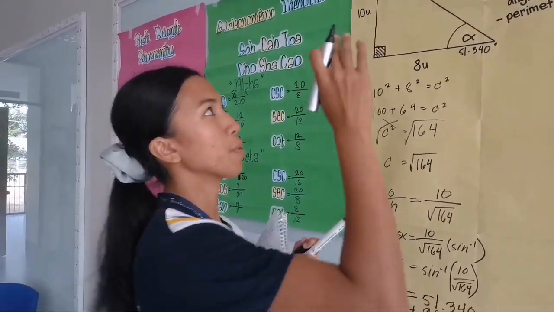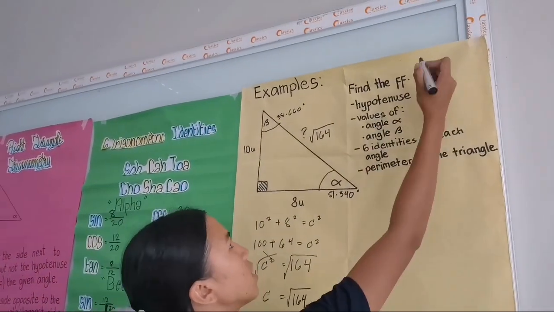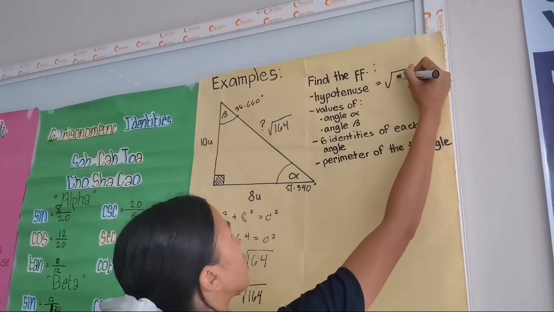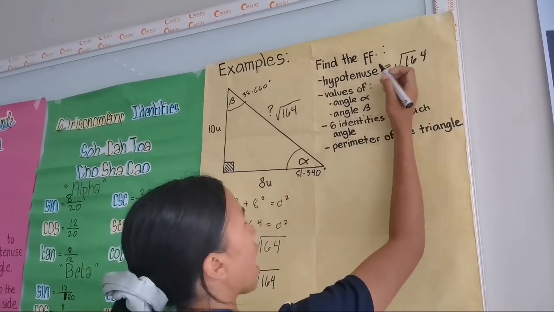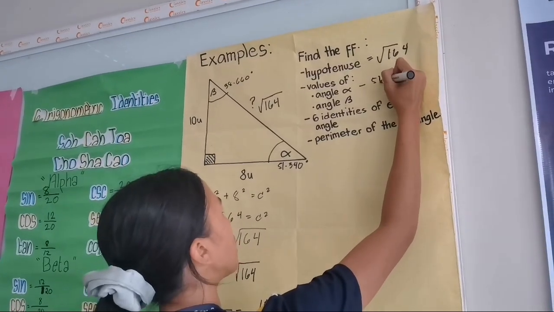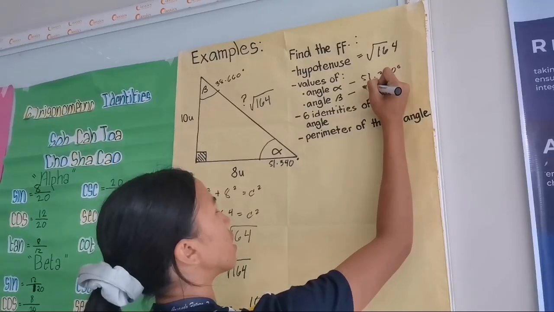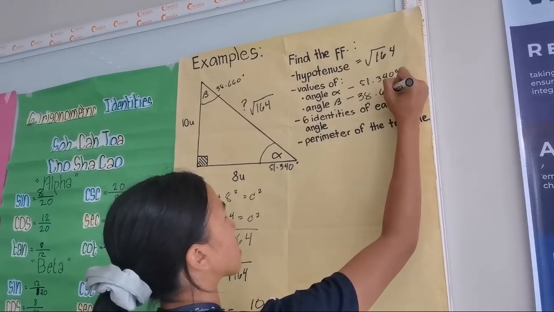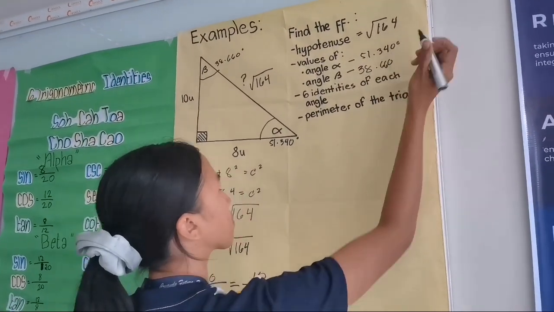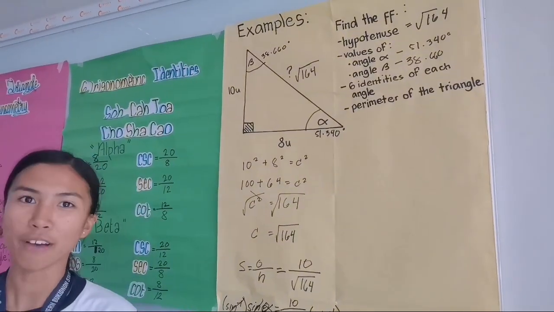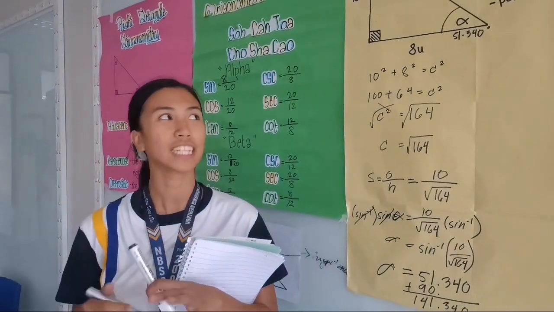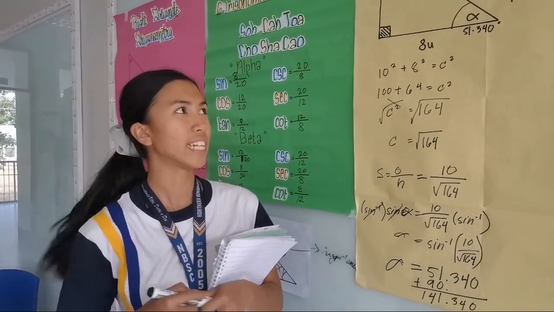So, we will check the following. We have here the hypotenuse, which is the square root of 164, the angle alpha, which is 51.340 degrees, and angle beta, which is 38.660 degrees. Now that we have its values, we can now identify its 6 trigonometric identities.